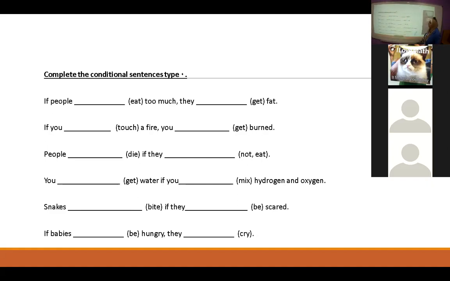Let's answer the second one. If you touch a fire, you get burned. Do we need to change anything? If you touch a fire, you get burned, you don't change anything. Get burned. Excellent. We don't change anything. The third sentence, the third one, people die if they not eat. It's a fact, but who can do this for himself or herself? People die if they not eat.